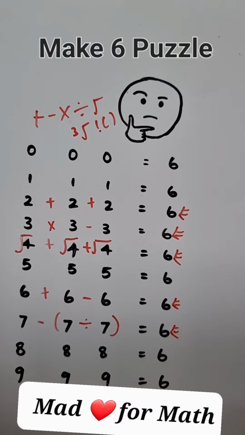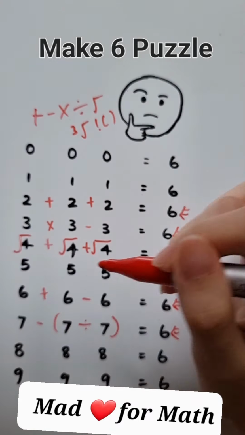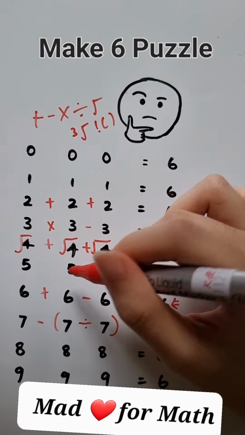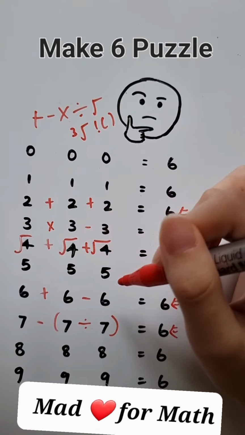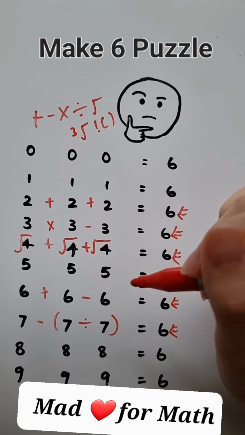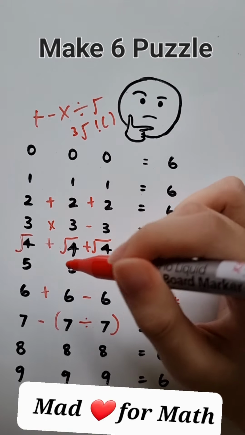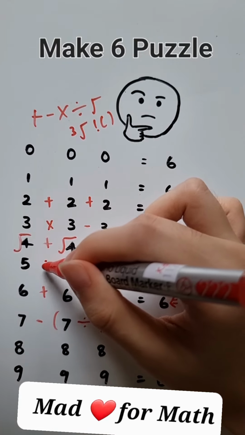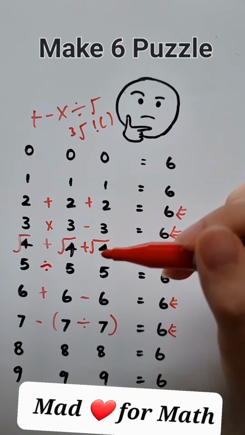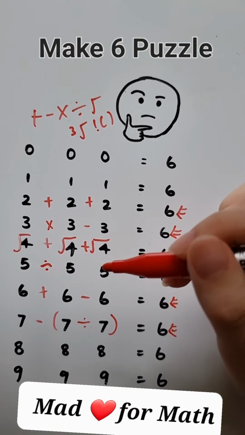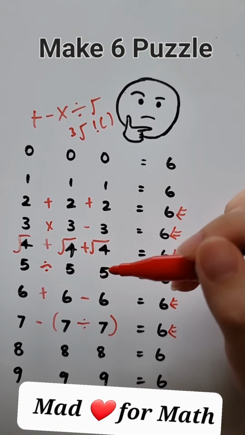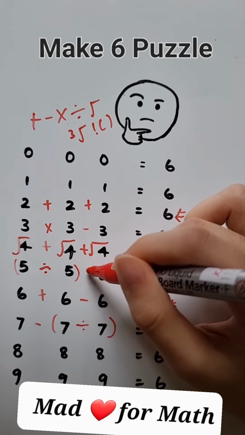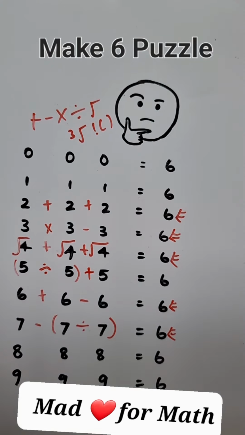And for 5, 5 is a bit more tricky because 3 of the 5 will be much bigger than 6 already. So we can try to reduce it by using division. So if we use division, five divided by 5, we will reduce it into 1, and we will add the last 5 to make it to 6.